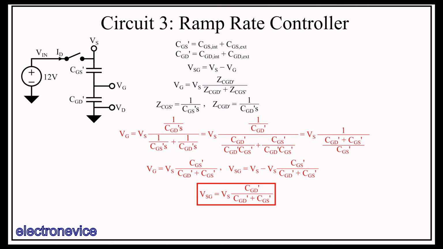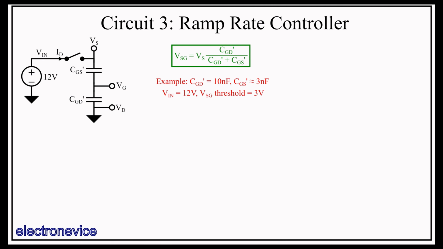So to illustrate how this might present a problem, imagine you set CGD equal to 10 nanofarads as we did, which makes CGD prime about 10 nanofarads as well, but didn't put that additional 100 nanofarads of gate source capacitance. The gate source capacitance of the MOSFET varies widely over various conditions, but based on the datasheet, it's pretty safe to say that it's less than 3 nanofarads under our conditions.